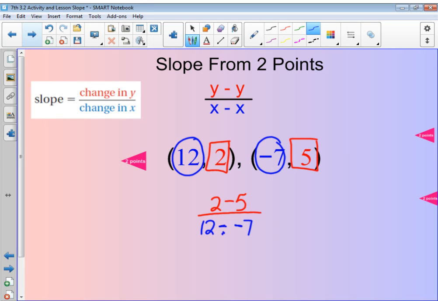And this is the most common mistake kids make, because there's a negative, and I'm guilty of it myself. Sometimes I get going too fast. But because there's a negative on that 7, they forget to put that minus or that change part in there. Okay, so now when I look at this, 2 negatives make that a positive 7. So when I do my subtraction, 2 minus 5 is negative 3. Over 12 plus 7 is 19. So my slope is negative 3 over 19.